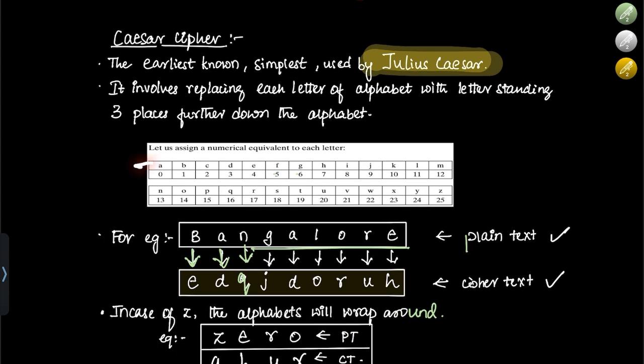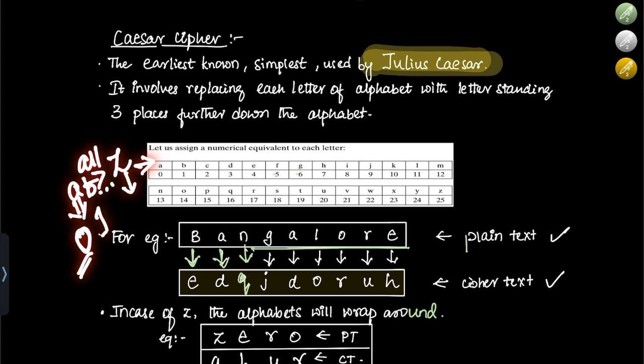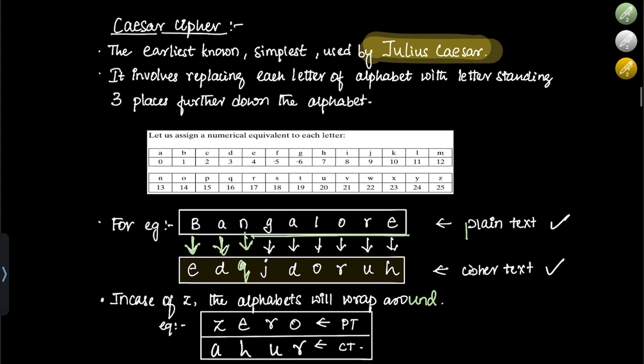Here we have written down all the alphabets from A to Z, and for each alphabet we have given a numeric representation. For A it is 0, for B it is 1, and so on till Z it is 25. As and when you are solving any problem for ciphers, make sure you write this table. It becomes very easy for you to move further. Here we have the plain text, that is Bangalore. We have to find the cipher text for it.